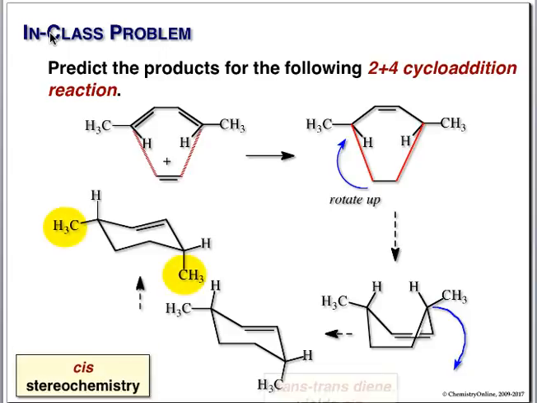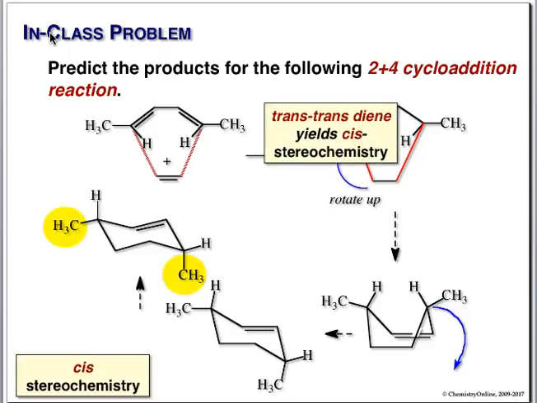Here's our 2 methyls. One is axial, one is equatorial. That, by definition, is cis stereochemistry. Same side of the ring plane. And putting it in words, we had trans-trans dienes, and we got cis stereochemistry.